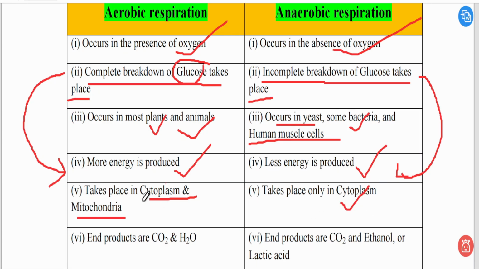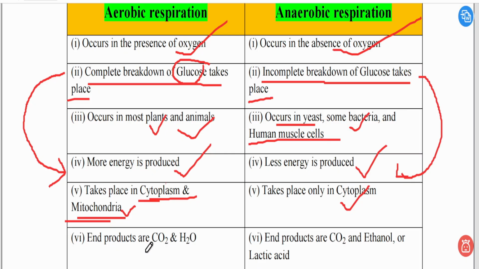Now I think every one of us knows what is cytoplasm and what is mitochondria. Cytoplasm is the jelly-like substance where different types of cell organelles float. Mitochondria is also called the powerhouse of the cell.